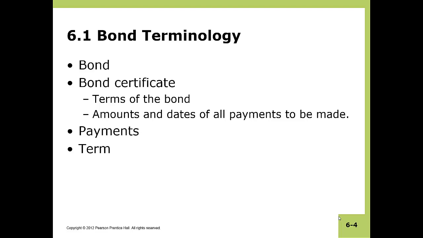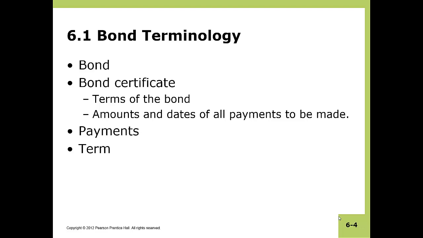So looking at the bond terminology, this is all review, so we'll just go through this pretty fast. A bond is a security that's sold by governments and corporations to help raise money. It's a debt instrument, and you need to have future payments. The bond certificate includes the terms of the bond. In other words, how long is the maturity, when do they pay the interest, if they pay it at all, etc., and then the amounts and dates of all payments to be made.